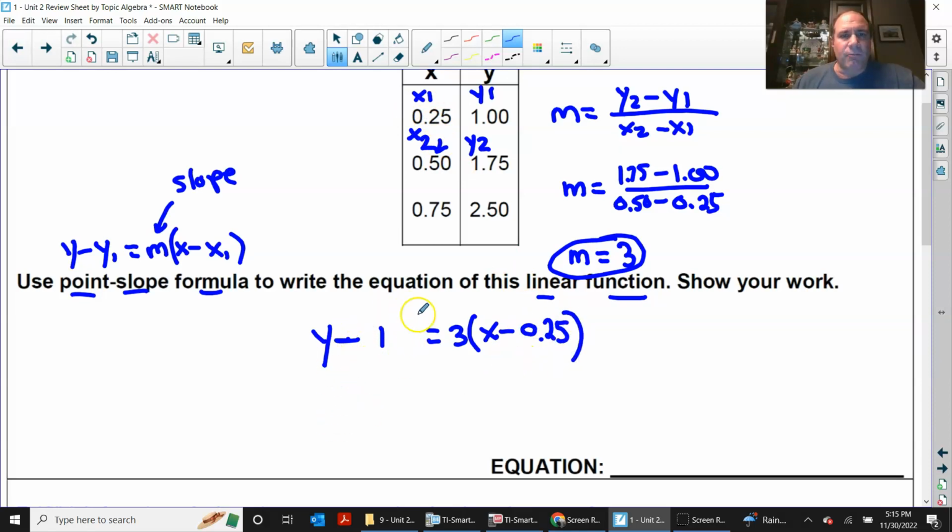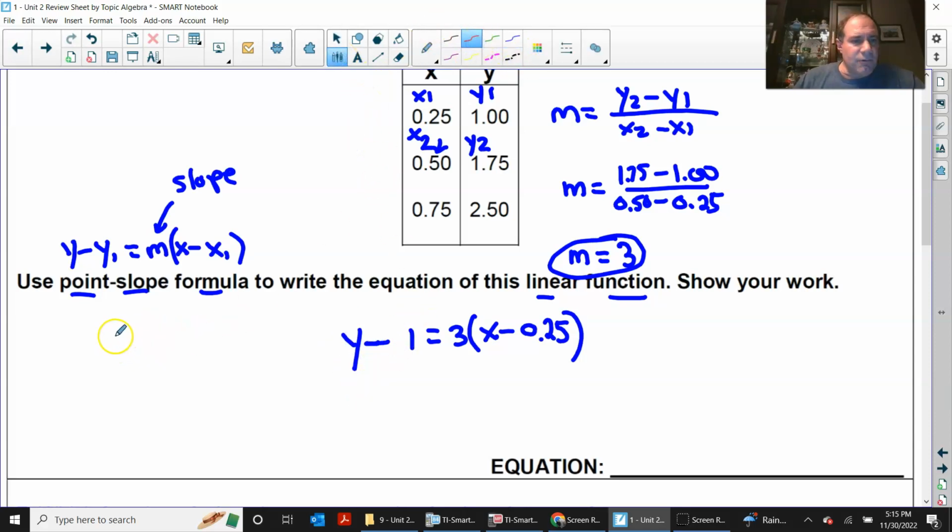Y minus y1, y1 is 1, equals m times x minus x1, which is 0.25. All right, so right now, let me move this over because this is bothering me already.